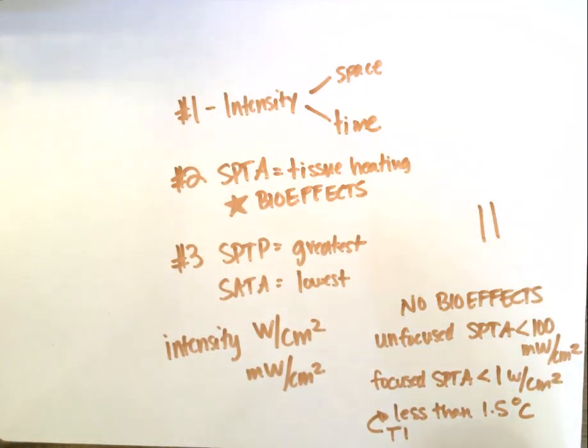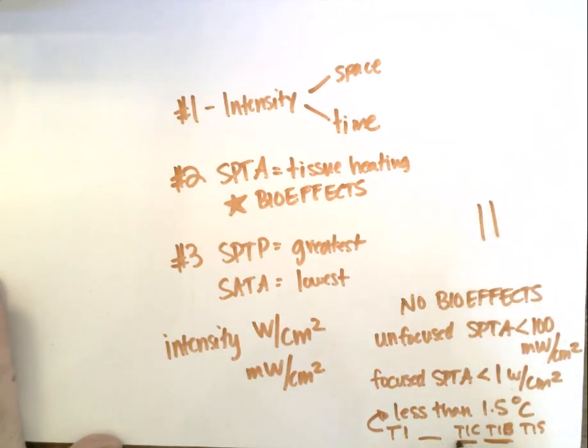And remember that this thermal mechanism is always being monitored by the TI on the machine. So up in the corner, you'll usually see TI followed by a couple numbers. And remember we have the TIC, the TIB, and then the TIS. The TIC and the TIB include bone in their calculations, and bone does absorb a lot more sound energy, so we have to be really careful when we're around bone. But again, we are still monitoring our TI value and making sure that we're not going over that 1.5 degrees Celsius. So these three are the three I would focus on.